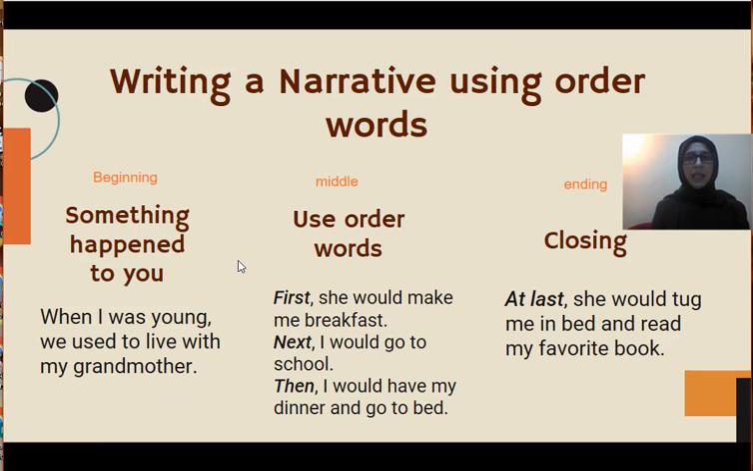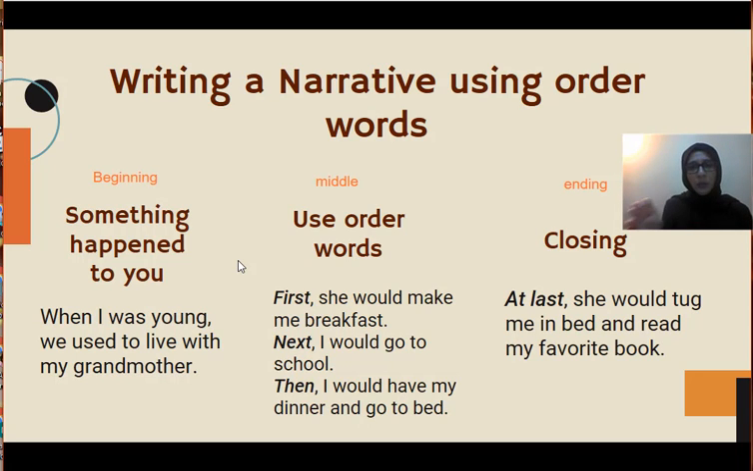How to write a personal narrative using order words. We already know that in order to write a narrative, we should have a beginning, a middle, and an ending. Now, in this section, we're going to learn how to use order words. In the beginning, because it's a personal narrative, we have to mention something that happened to you, the writer, the one who is writing. For example, I can say, when I was young, we as a family used to live with my grandmother. So I'm referring to myself and my family.